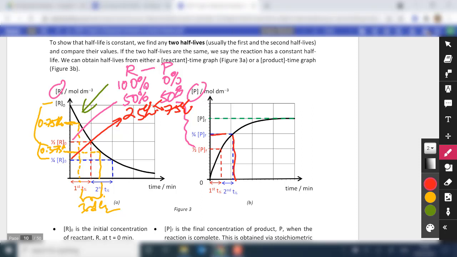You always look at the value based on the reactant, and not just blindly halve it. Remember this. This is probably the most important thing that you want to learn about the product-time graph for first order kinetics.